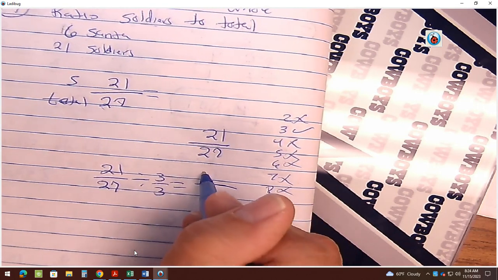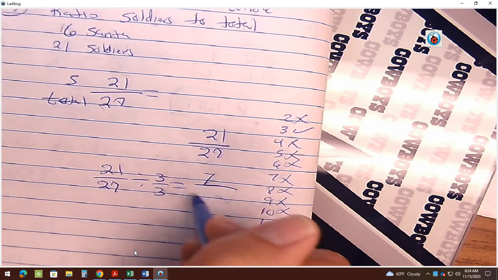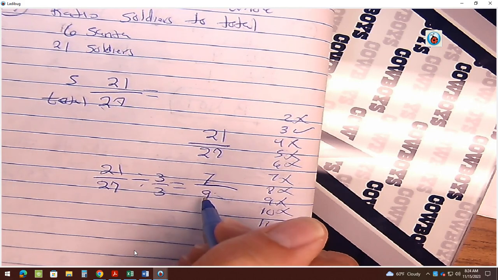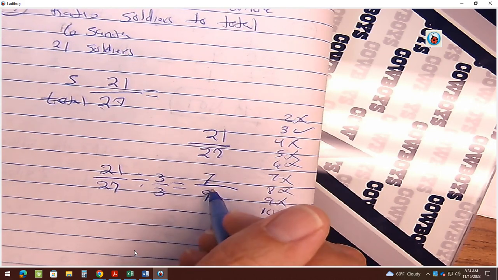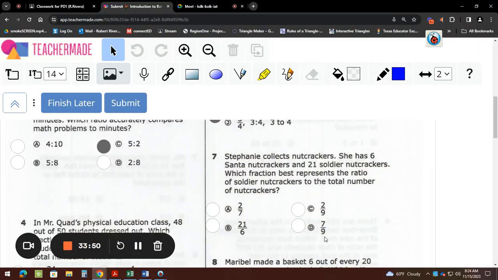3 times what gives me 21? 7. 3 times what gives me 27? 9. Now let's check if 7 to 9 is there in the answers. Is 7 to 9 there? Yes. Now, what if it wasn't there? What can I do? I can go times 2, times 3, times 4, times 5. Do you understand? Yes, sir.